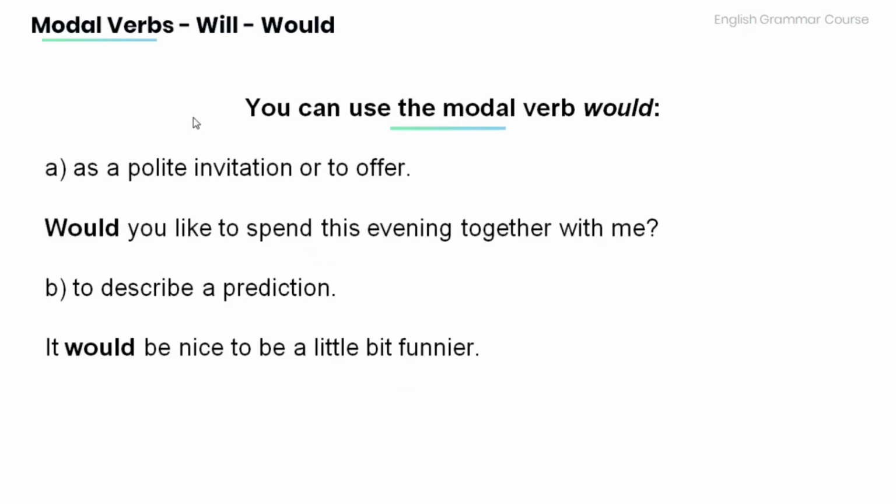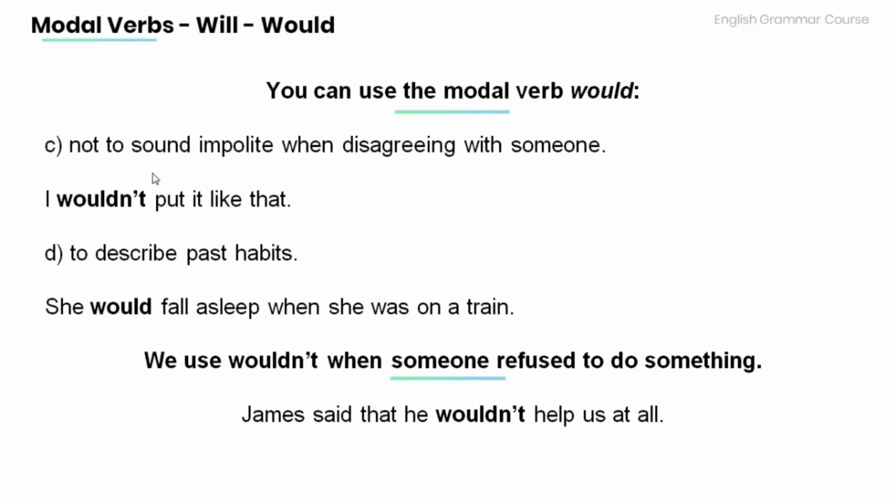And we can use the modal verb would, A, as a polite invitation or to offer. For example, would you like to spend this evening together with me? B, to describe a prediction. For example, it would be nice to be a little bit funnier. C, not to sound impolite when disagreeing with someone. For example, I wouldn't put it like that.